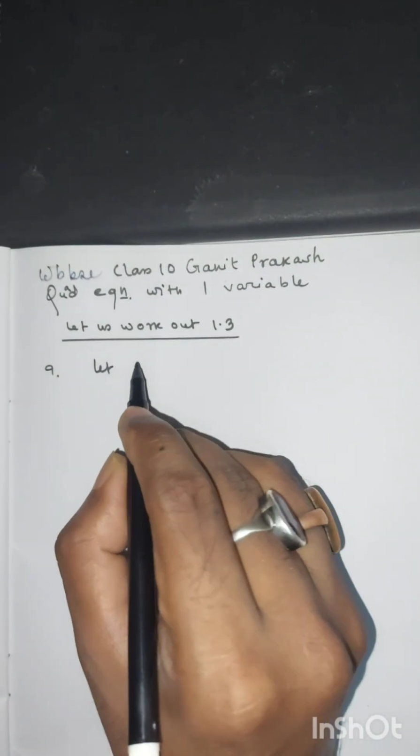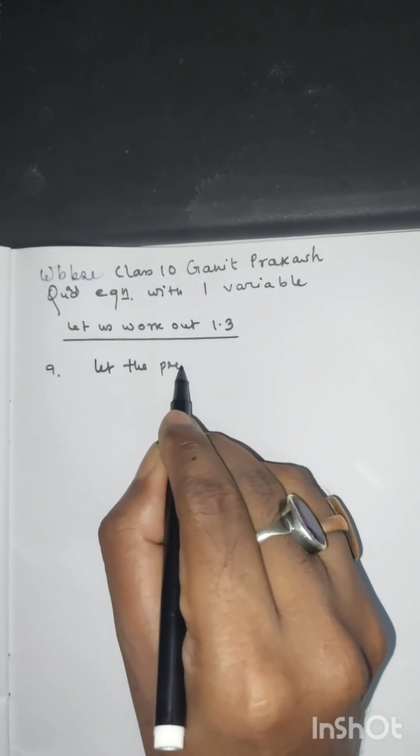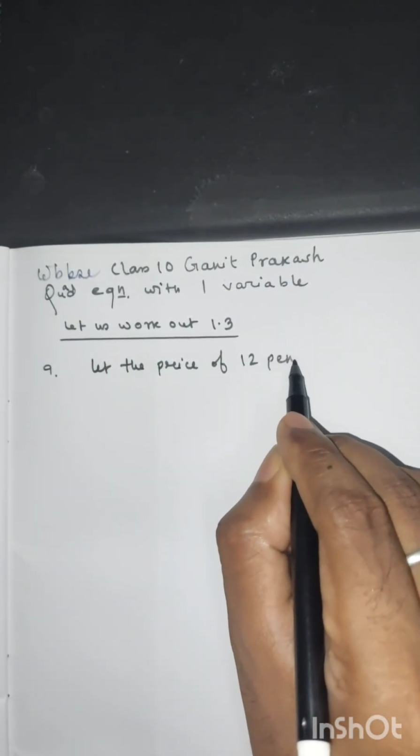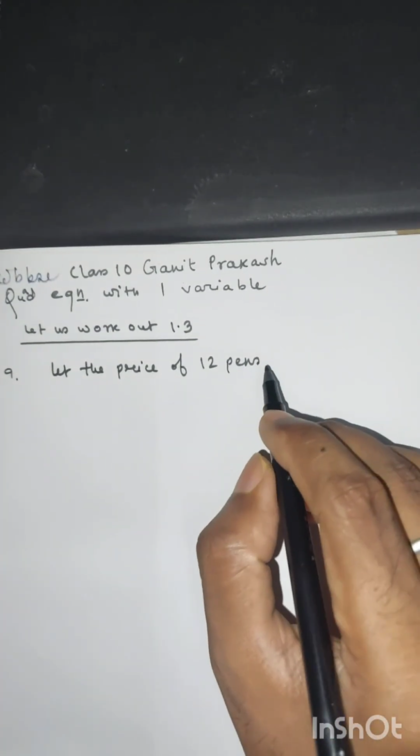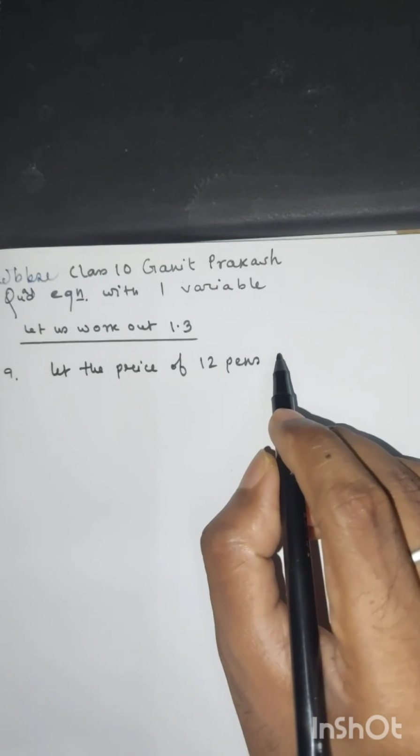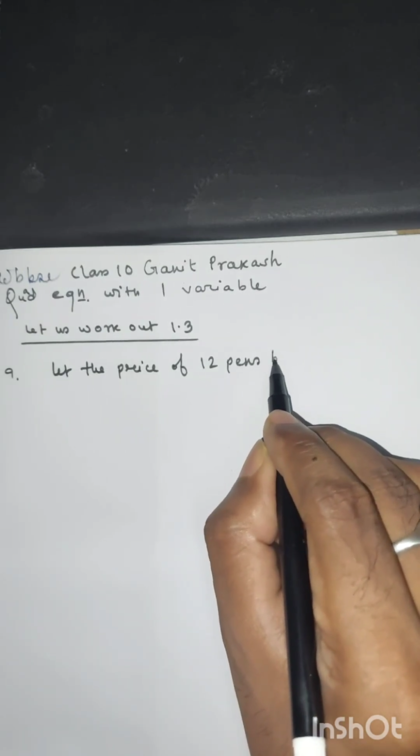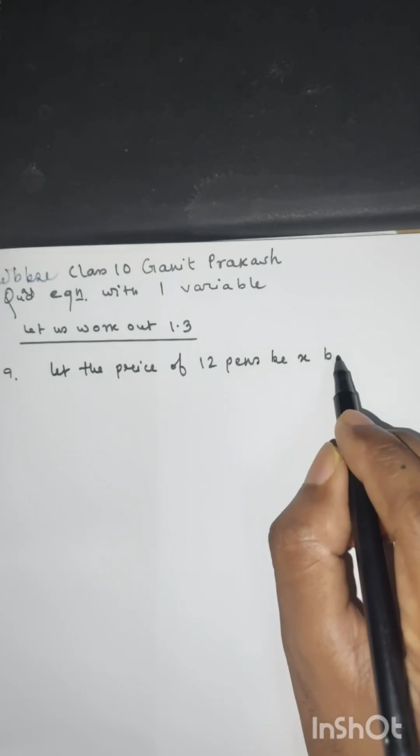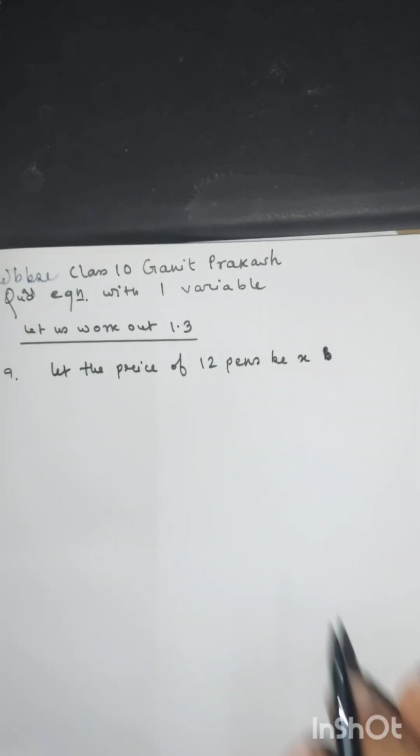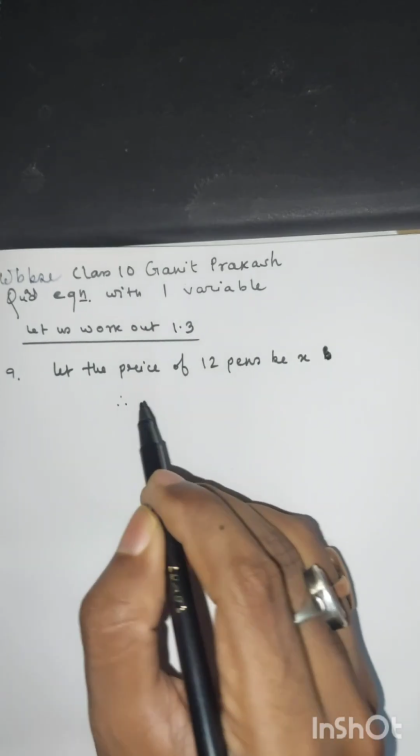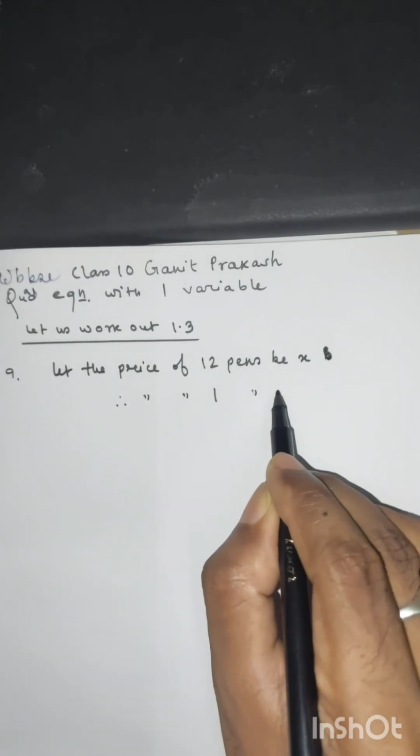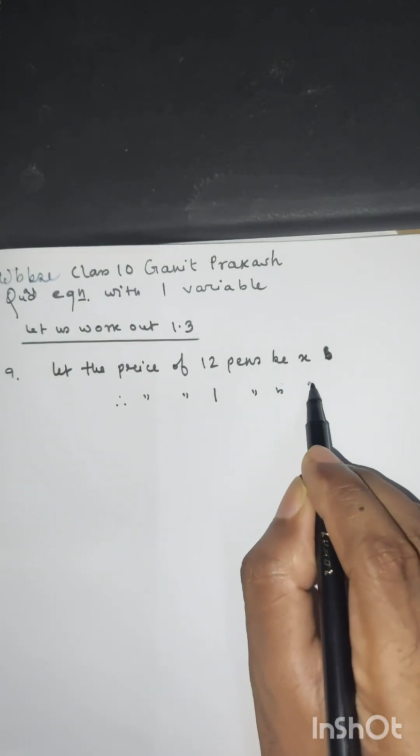Let the price of 12 pens be x. Therefore, the price of 1 pen is x by 12.